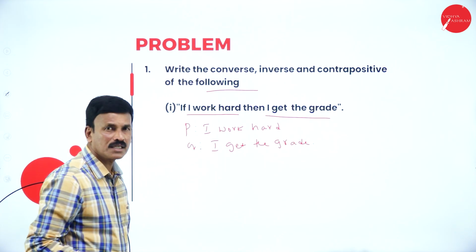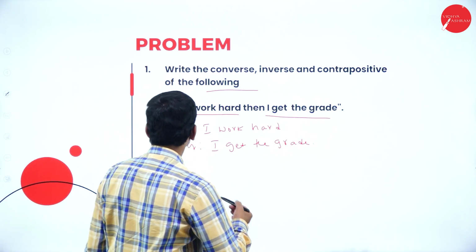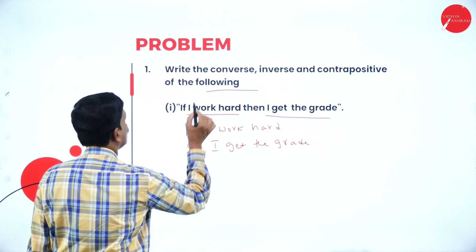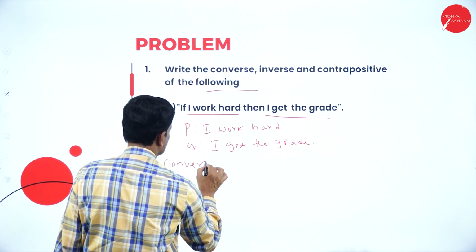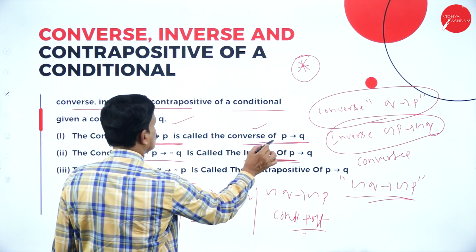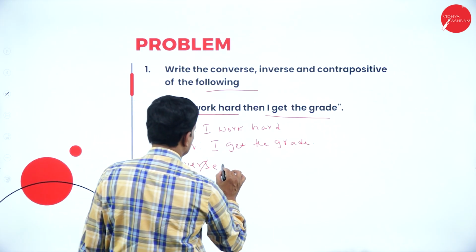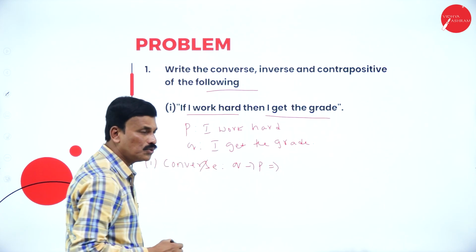Okay, I get the grade, right? Now let us come to the first one. What is the first one? Write down the converse. First one is the converse. What is converse? Converse is nothing but Q conditional to P. What is Q?